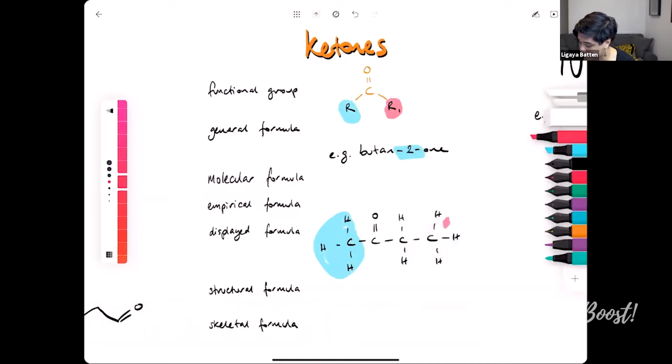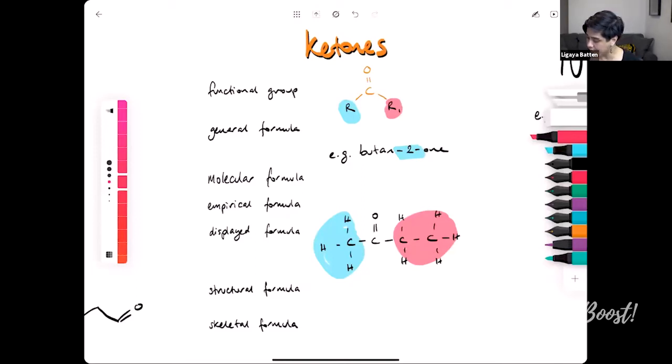So this is this R group here. As we said earlier, an R group is just a carbon chain, which will be made up of carbons and hydrogens. So when we're drawing the functional group, we can assume that it is attached to any carbon chain. And in ketones, that carbon chain could be the same either side, or it could be different either side.